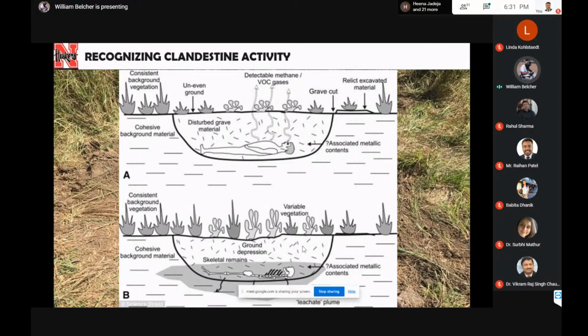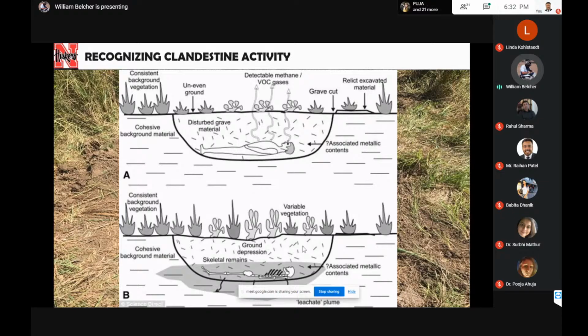things that are going on in terms of the decomposition and the change in the landscape. And so those are some of the kinds of things that you can begin to look for on a landscape if you have this kind of clandestine activity.